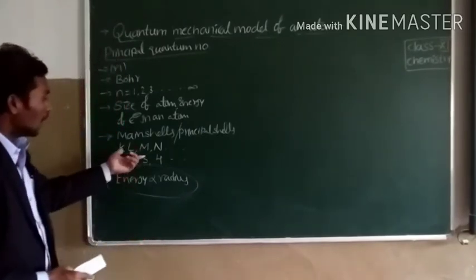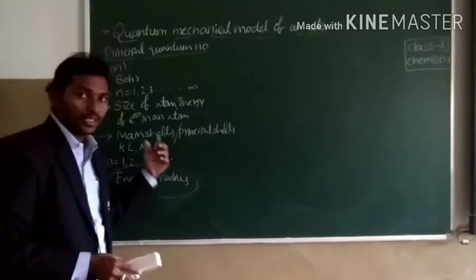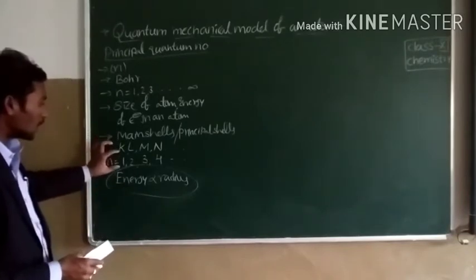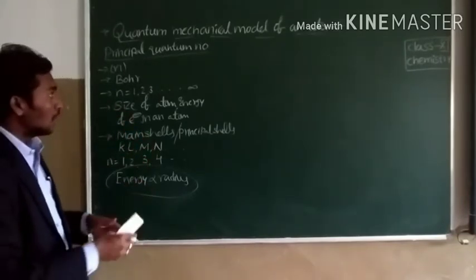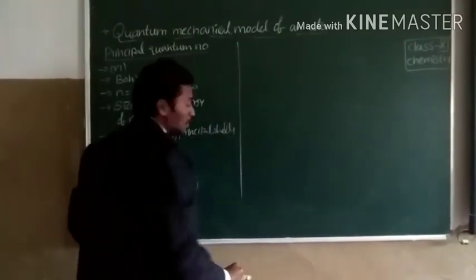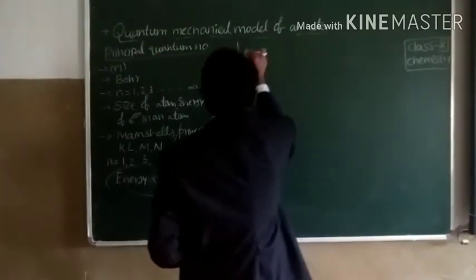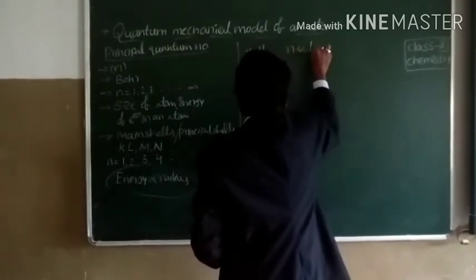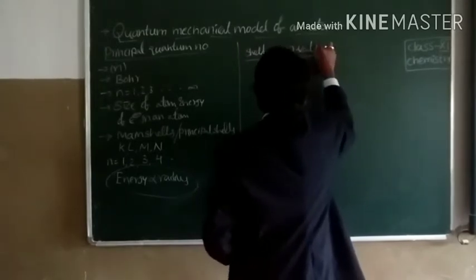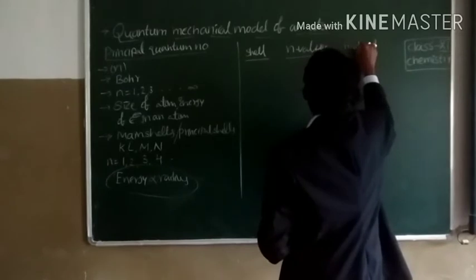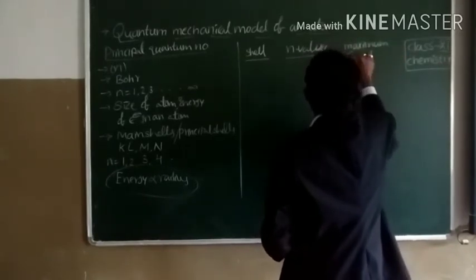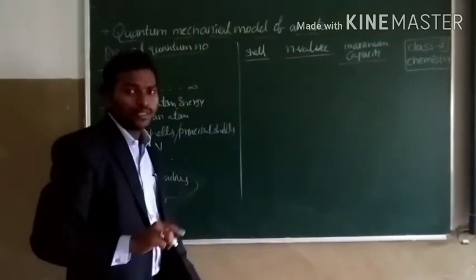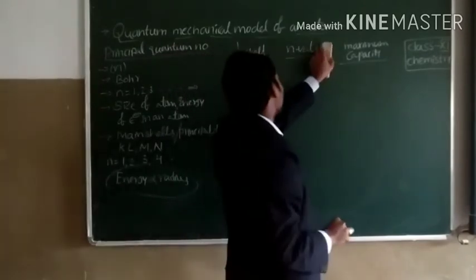Niels Bohr also calculated maximum capacity of each principal shell. That means how many electrons can be accommodated in K shell. Let us see the table, children: shell, n value, and maximum capacity. I have already given this table in Bohr's atomic model. Once again, we will discuss here.